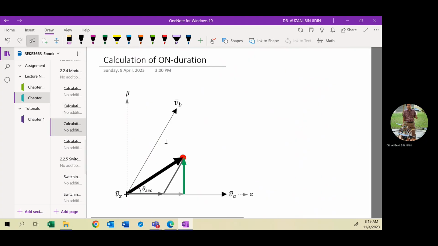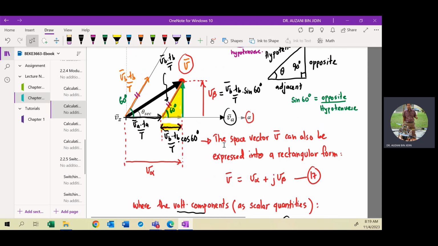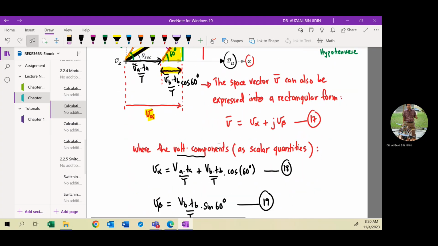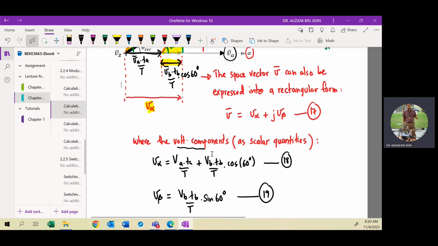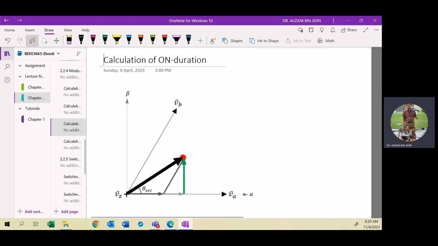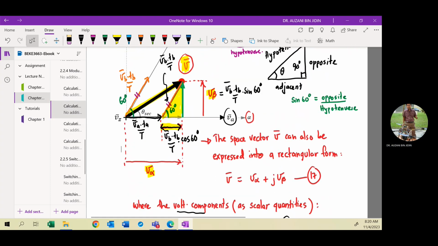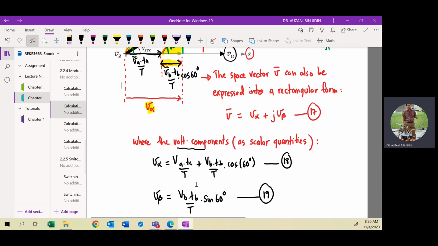Okay, now we can proceed. Yesterday we discussed how to calculate all the component vectors. The space vector V can also be expressed in rectangular form, which has the rectangular part V alpha and the rectangular part V beta. So V alpha and V beta are used to calculate the space vector V. Then you get the equations as given in equations 18 and 19. Is it clear? Here are V alpha and V beta.